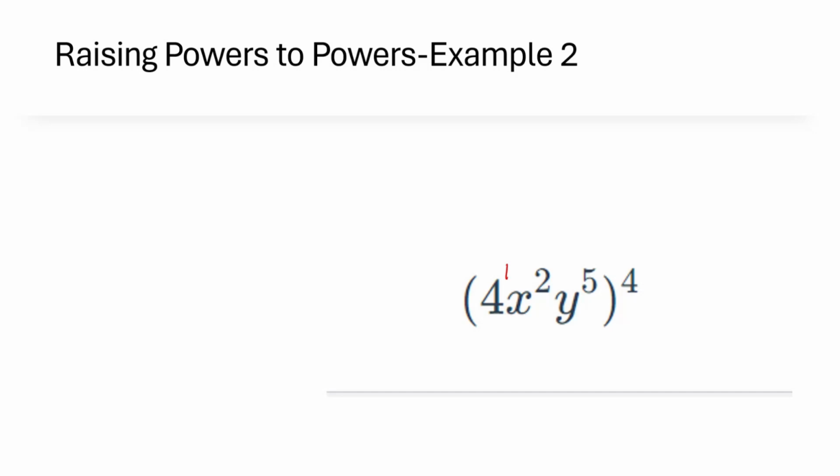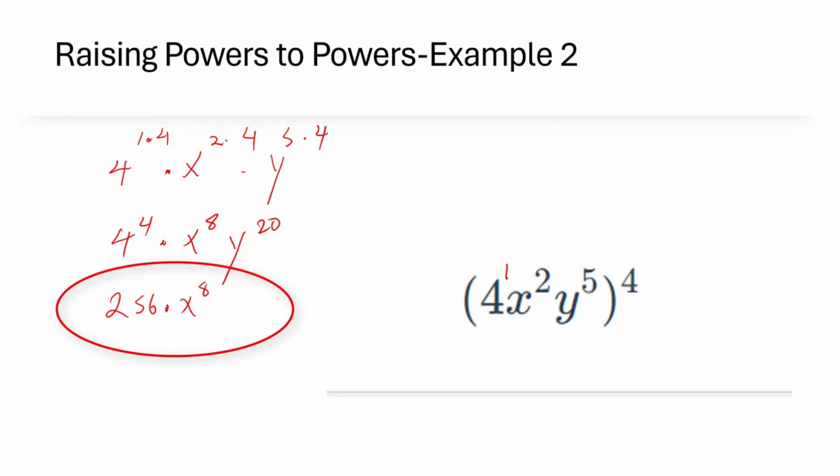So using the same rule again, we're going to have 4 to the 1 times 4 times x squared times 4 times y to the 5th times 4. This would give me 4 to the 4 times x to the 8 times y to the 20. Now 4 to the 4 is 256. So this is going to be 256 times x to the 8, y to the 20. And that completes that problem.